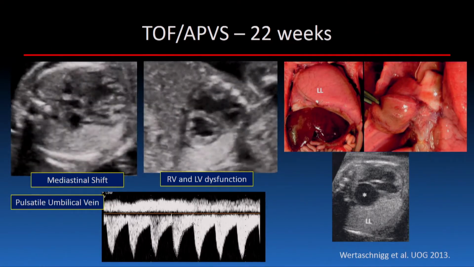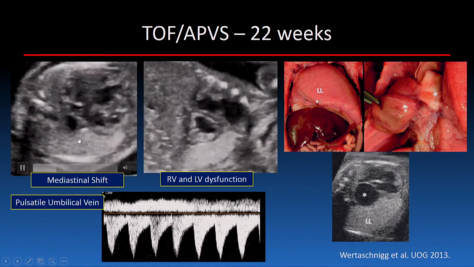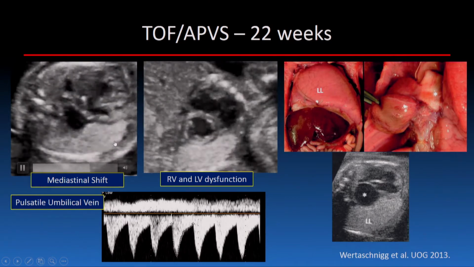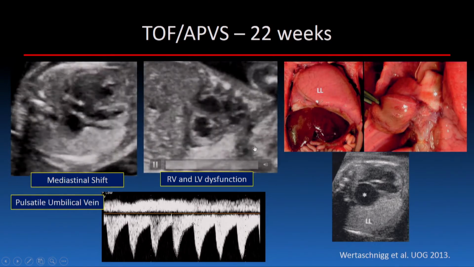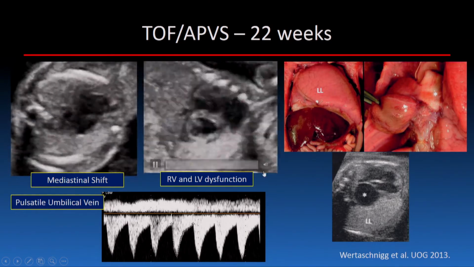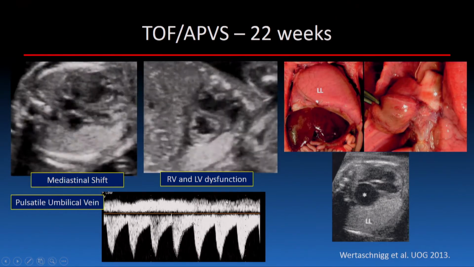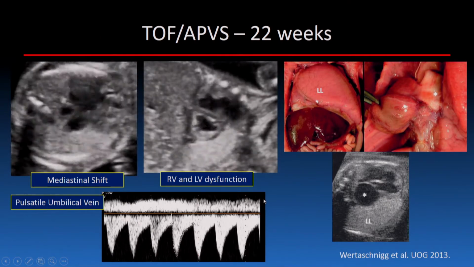You can make out that VSD here as well in this tetralogy of Fallot variant of absent pulmonary valve syndrome, a massive main pulmonary artery. When you look at the short axis, you can see both the right ventricle and left ventricle have dysfunction. And then you can see the pulsatility in the umbilical vein as well with this condition.